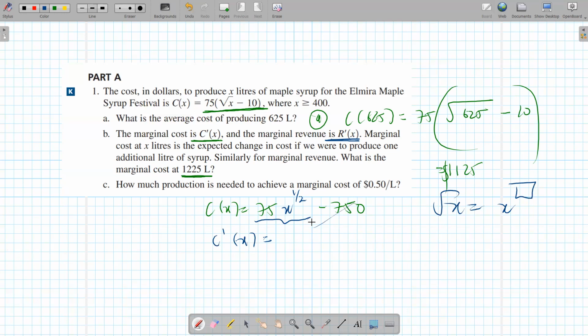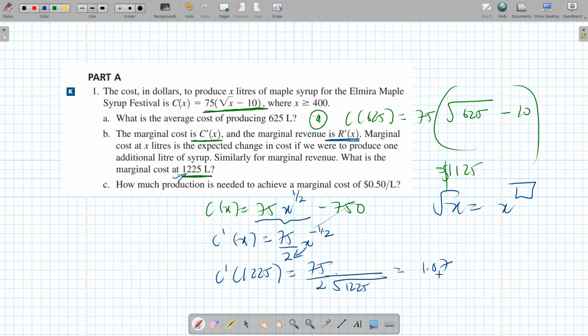75/2 x to the power of -1/2. So 75 times 1/2, x to the -1/2. And then they want the marginal cost when the liter is 1225. Liter is the x value. So we need to find C prime of 1225. If you throw it downstairs, it becomes positive, and it's just the square root. So 75 divided by 2 times the square root of 1225. And that gives us 1.04.